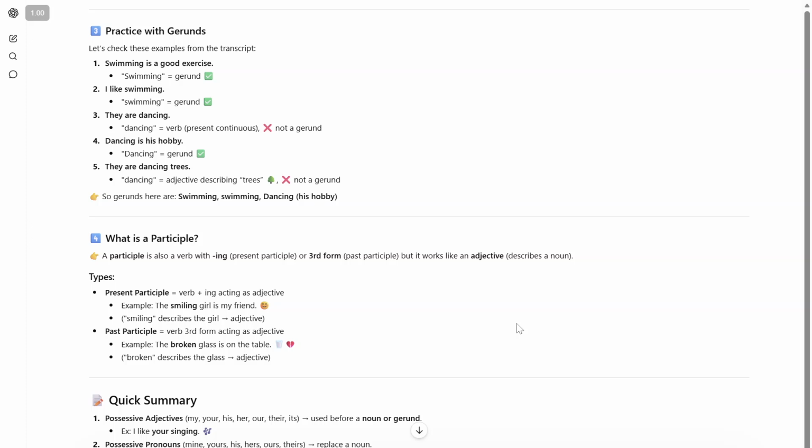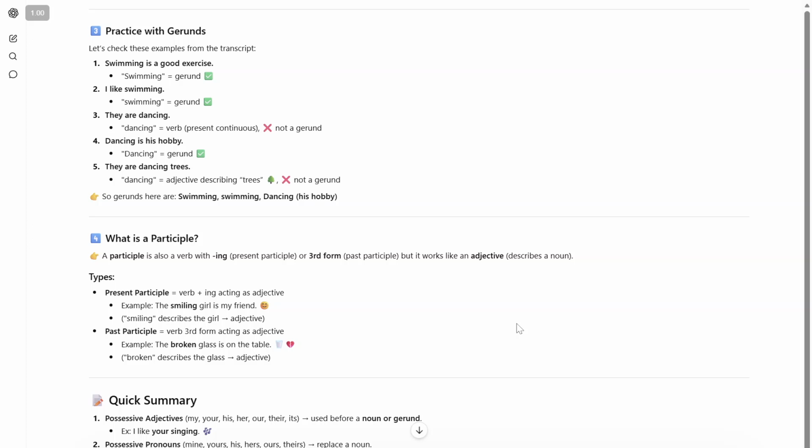What is a participle? A participle is also a verb form, with ing, the present participle, or the third form, the past participle, but it works like an adjective and describes a noun. Types: present participle, verb plus ing acting as an adjective. Example: the smiling girl is my friend. Smiling describes the girl, adjective. Past participle, verb third form acting as an adjective. Example: the broken glass is on the table. Broken describes the glass, adjective.